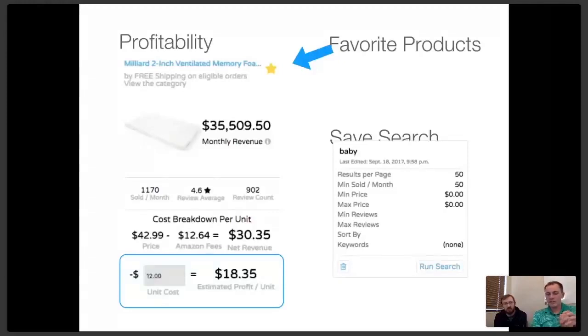So this gives you the opportunity to not only look at what your potential net revenue is after you've subtracted Amazon's fees, but you can also plug in, okay, let me go to Alibaba, or let me call my manufacturer and figure out what is my cost of goods, plug it into that unit cost, and then it'll kick out an estimated profit. So before you've even manufactured or sourced this product, you should have a really good idea of what your potential profit margin looks like, what the amount of money you should make per sale.